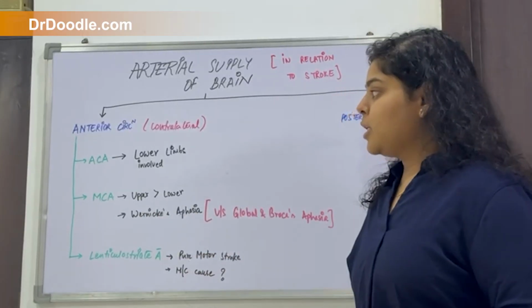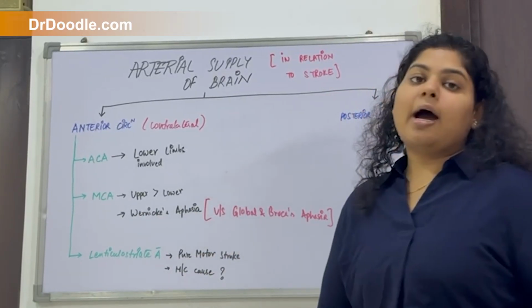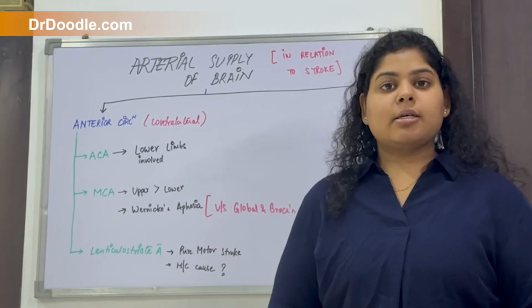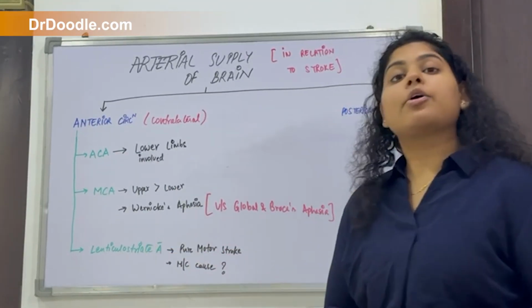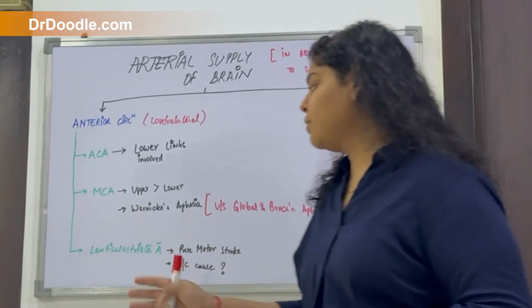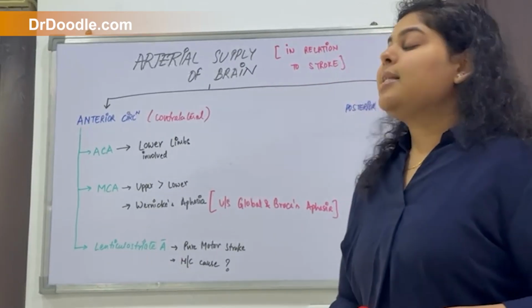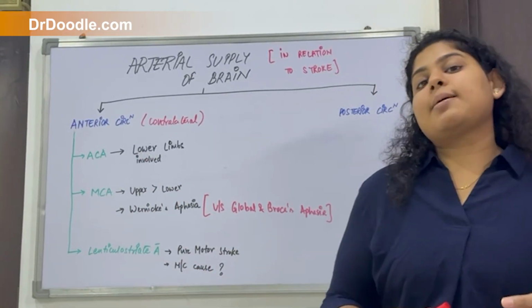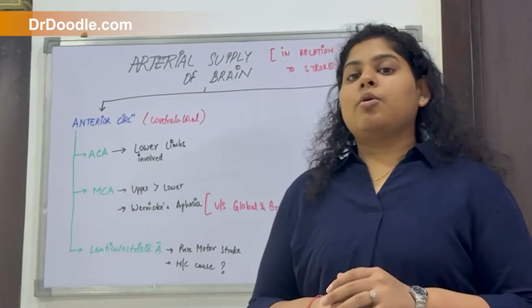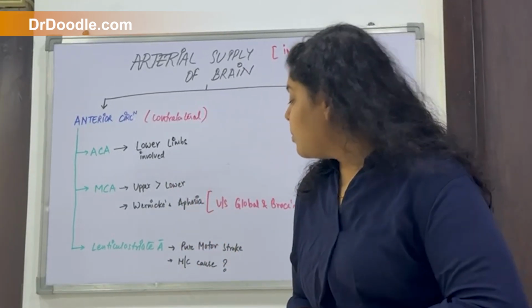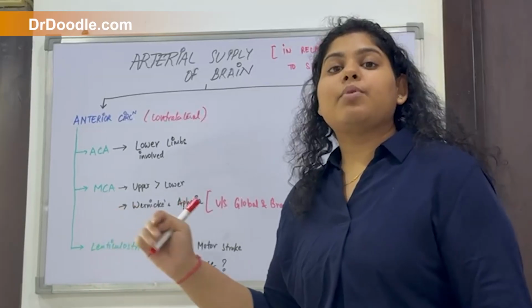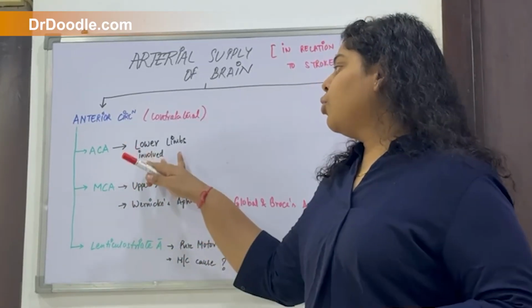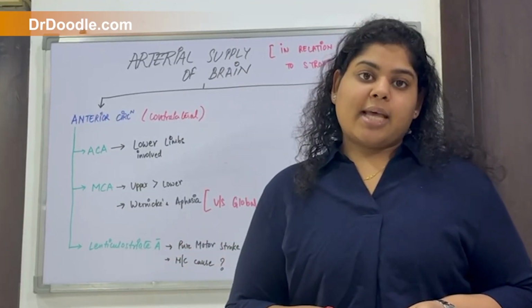Let's dive deep into the three main arteries of the anterior circulation. We have the ACA or the anterior cerebral artery, we have the MCA or the middle cerebral artery, and then we have the lenticulostriate artery. Let's talk about the anterior cerebral artery. The anterior cerebral artery supplies the lower limbs. So if you have a stroke of the anterior cerebral artery on the right side, you can see deficits like the lower limbs on the left side of the body.